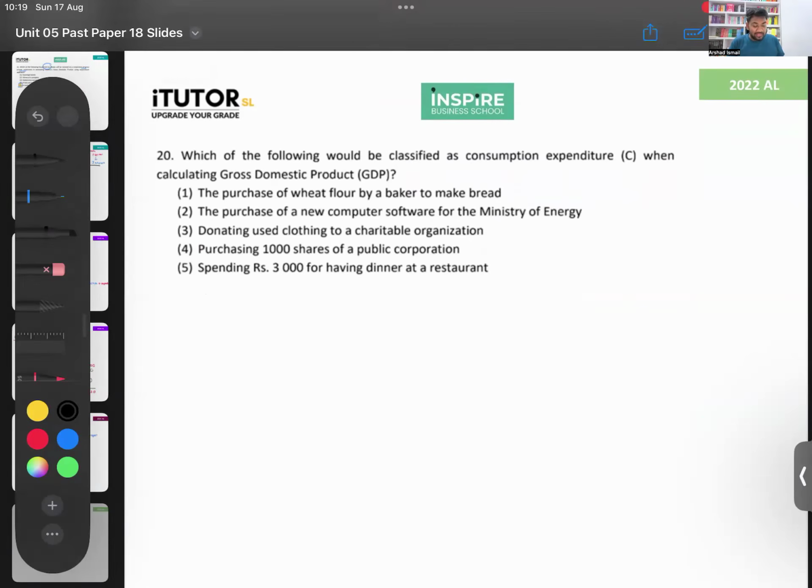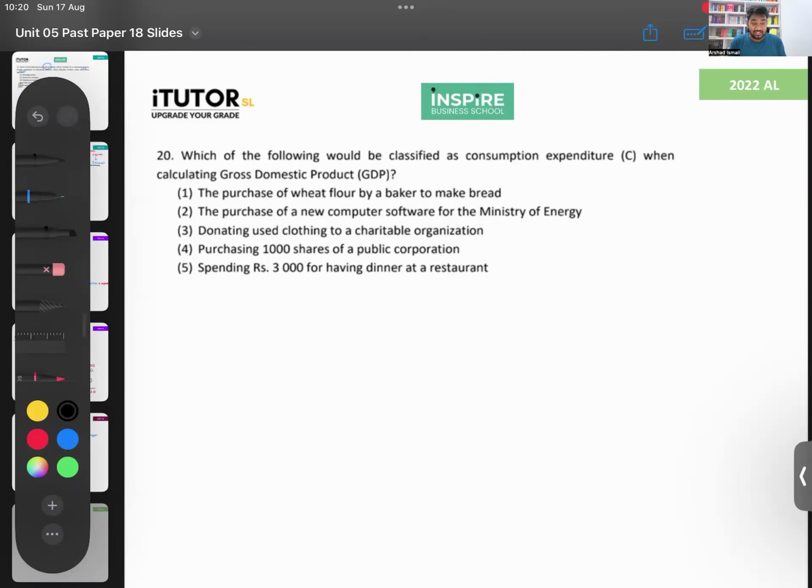Which of the following should be classified as consumption expenditure when calculating GDP? Purchase of wheat flour by a baker to bake bread. Purchase of computer software by the Ministry of Energy. Donating used clothes to a charitable organization. Purchasing 1,000 shares. Spending 3,000 to have dinner. Which one?